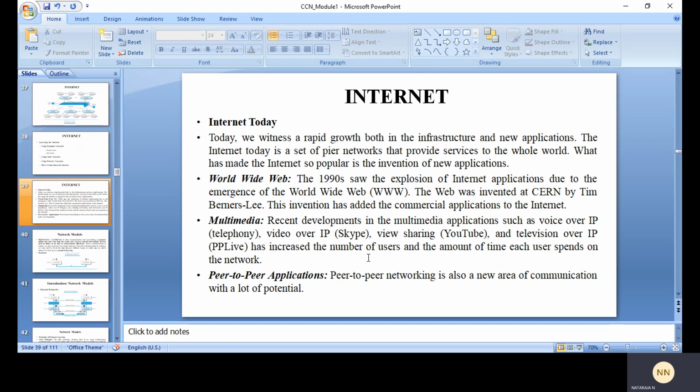And multimedia: recent developments in multimedia applications such as voice over IP, meaning internet protocol, that is telephony, and video over internet protocol, like Skype, video sharing. We are familiar with these things, how videos are seen using the internet. For example, YouTube and television over IP, that is PPLive, have increased the number of users and the amount of time each user spends on the networks. And here we come across peer-to-peer applications. Peer-to-peer networking is also a new area of communication with a lot of potential.